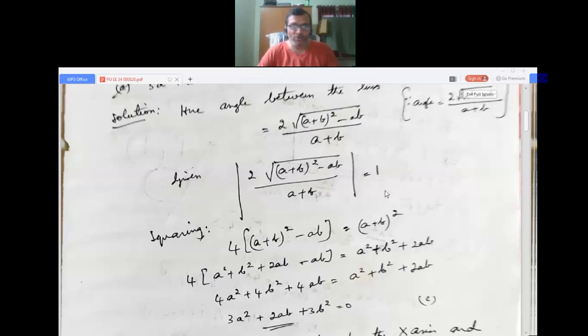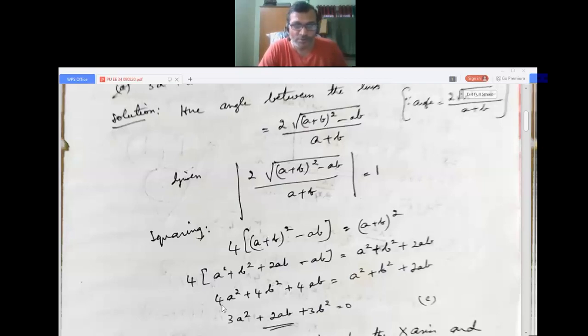Now squaring both sides. Why do we square? Because when you remove the absolute value, you will get plus or minus 1. So squaring both sides, it will be 4 into (a plus b) whole squared minus ab. It is (a plus b) whole squared, again 4 into a squared plus b squared plus 2ab minus ab.